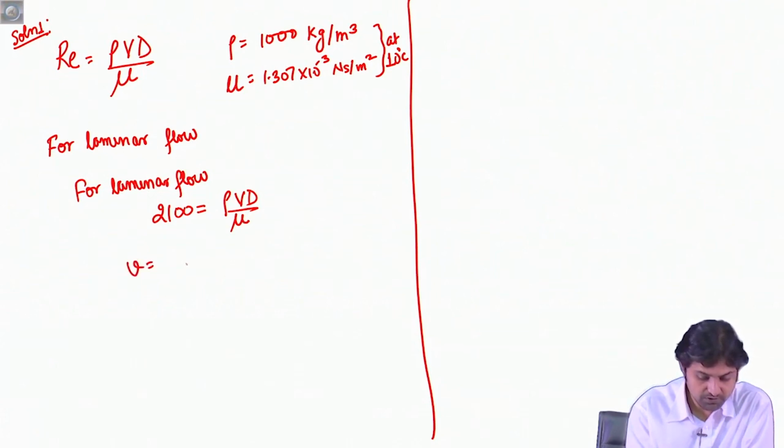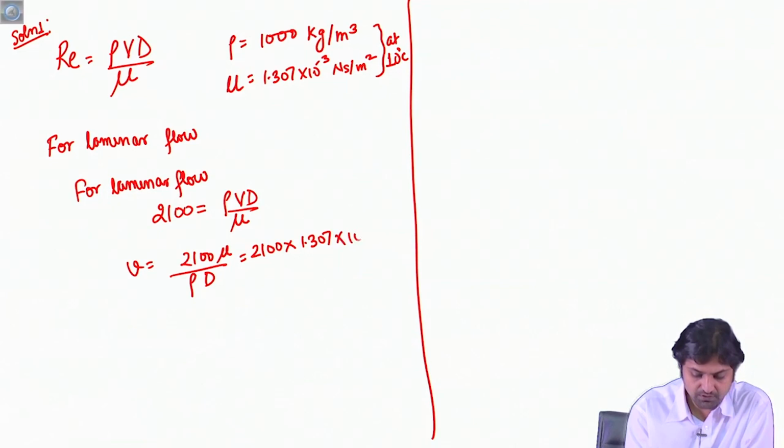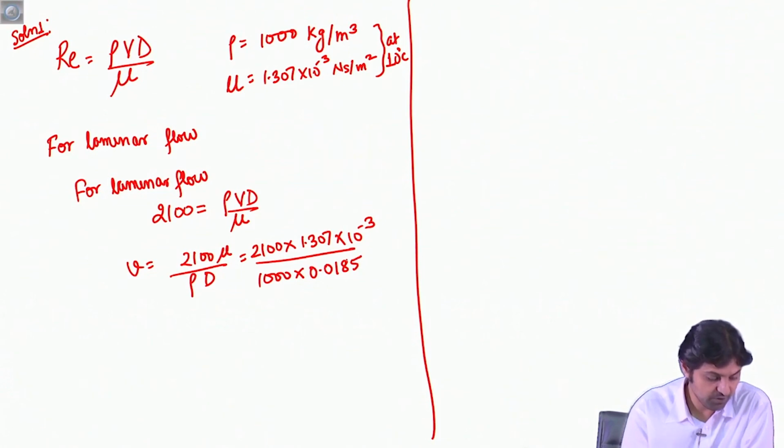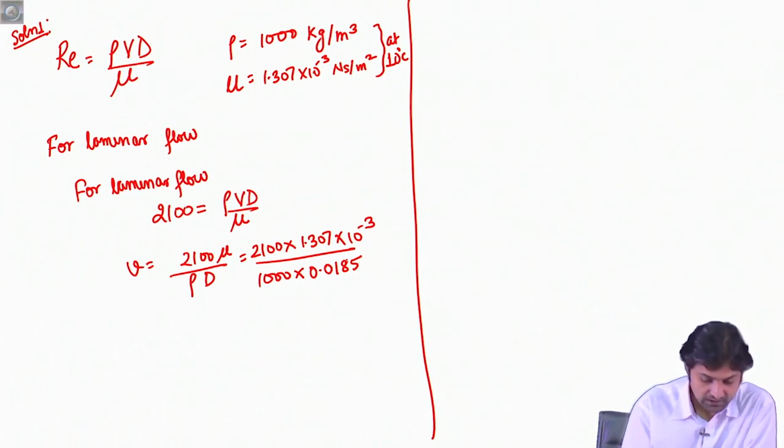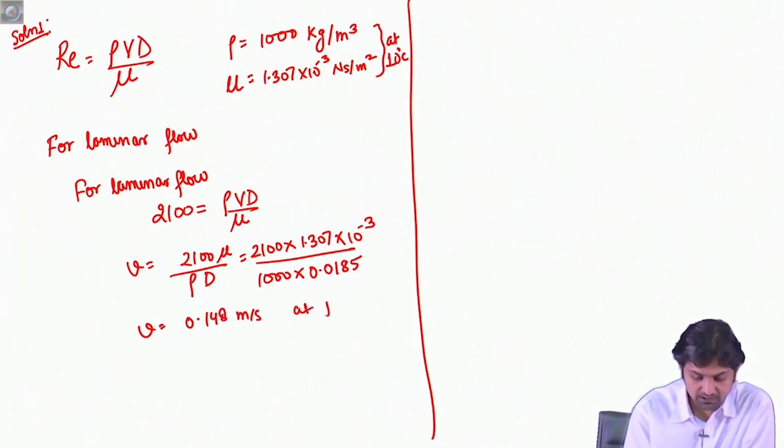So, the velocity is going to be 2100 mu divided by rho into d, or we can write 2100 into 1.307 into 10 to the power minus 3 divided by 1000 into the diameter of the pipe, which is given as 0.0185. 1.85 centimeter is 0.0185 meters, and this will give us 0.148 meters per second at 10 degrees centigrade.